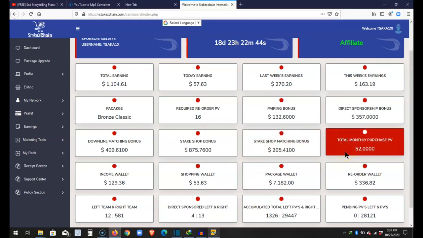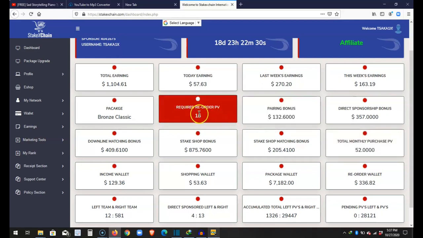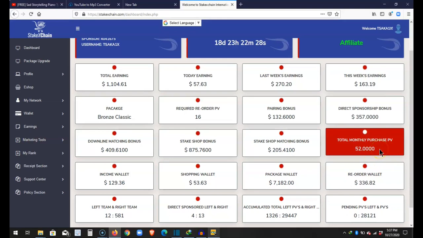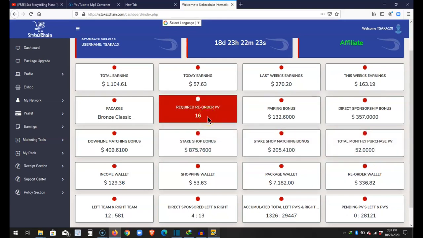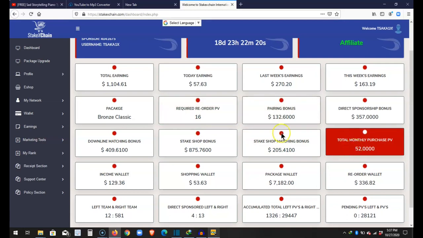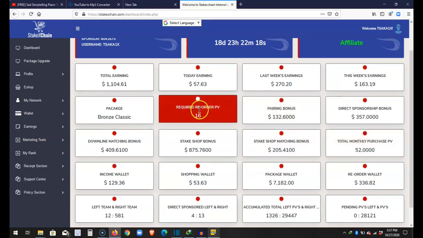Okay, now the next one we see over here is what we call the total monthly purchase PV. Total monthly purchase PV shows your accumulated points volume after shopping. So as you can see, even though this account required only 16, this person has been able to buy all the way up to 52 PV, which has satisfied this already. So it tells you that at the end of every month, you have more than enough to satisfy this required reorder PV.